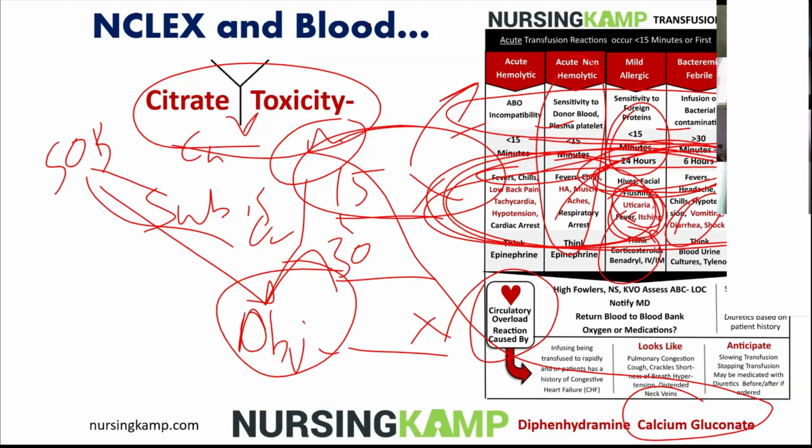Wheezes, people are fine with that being anaphylaxis. So there's some specific things. The hypotension kind of goes all over the place. The chest pain kind of goes all over the place, sometimes with anaphylaxis and sometimes with non-hemolytic, which means it's kind of gray. So, I mean, you've got your work cut out for you.